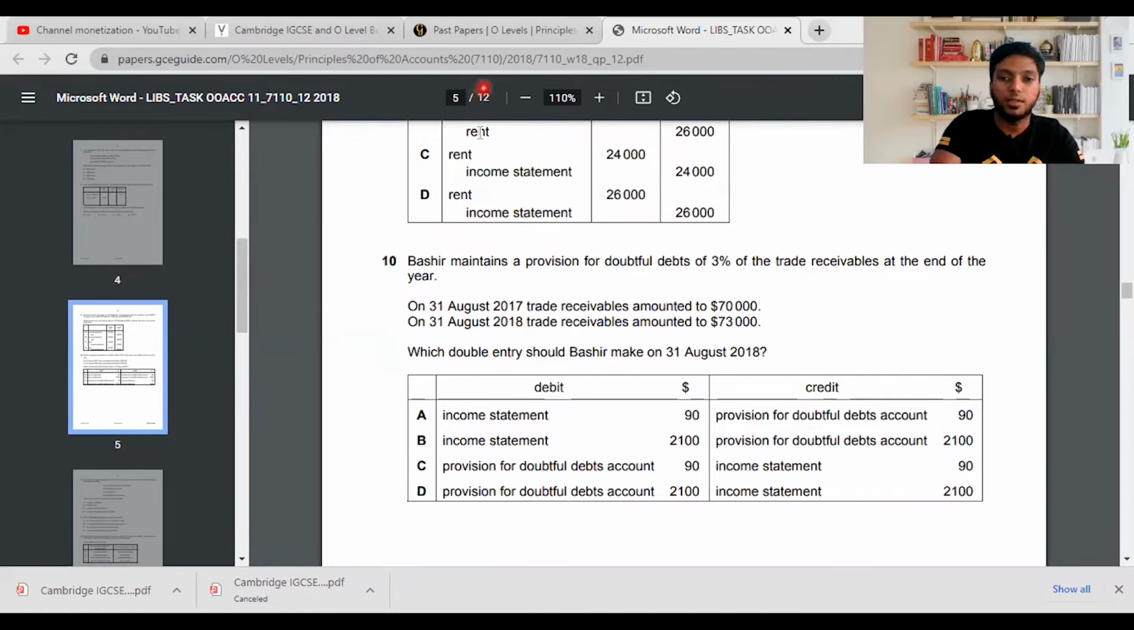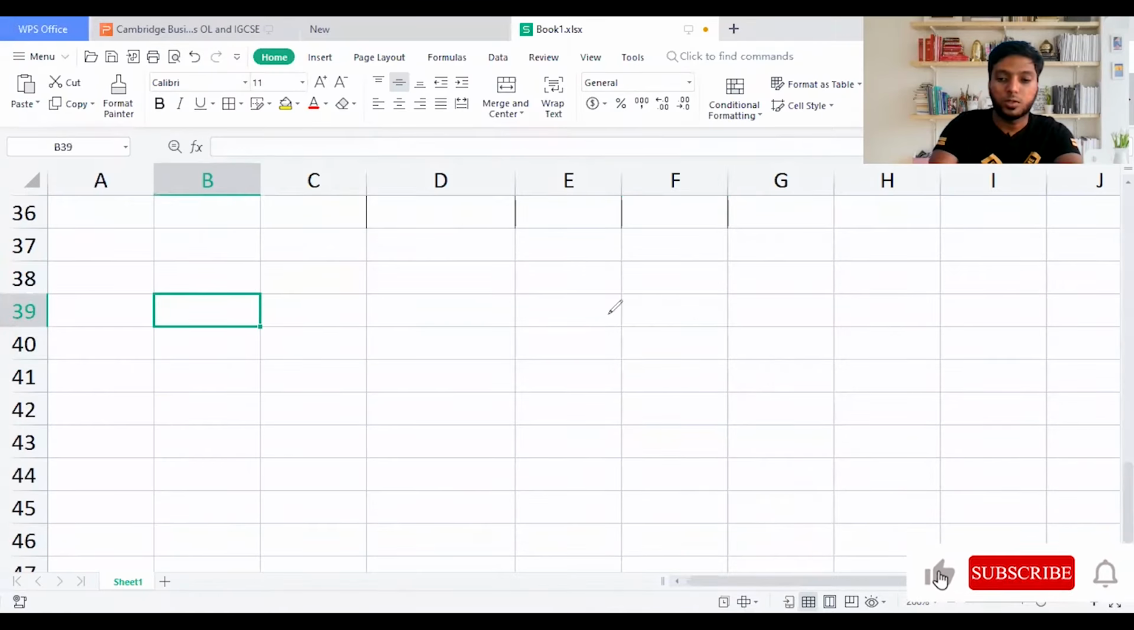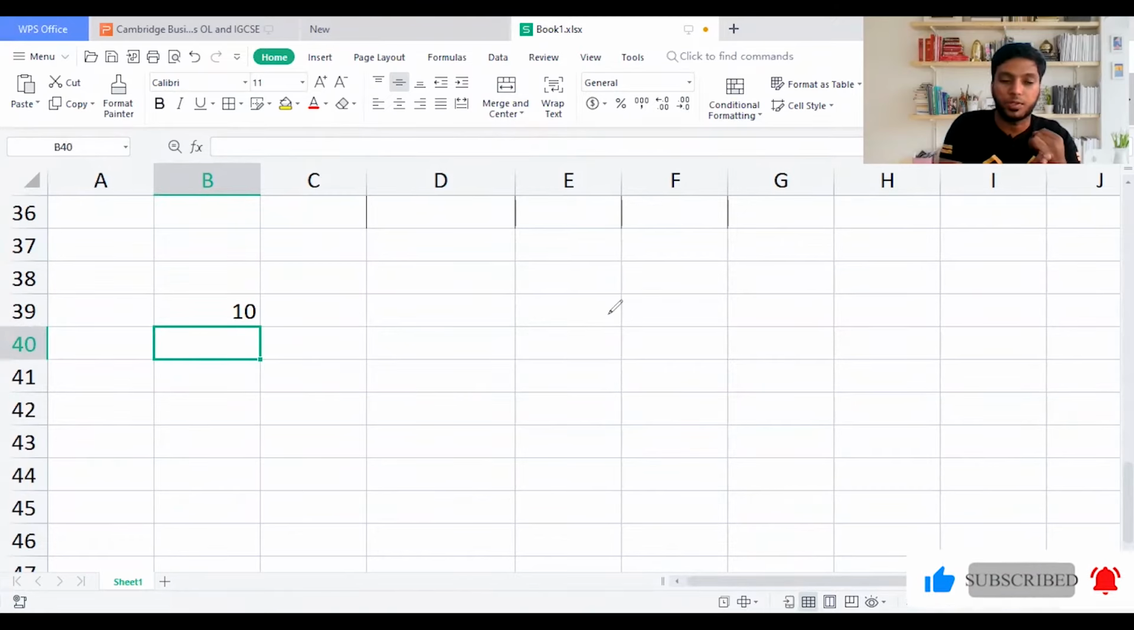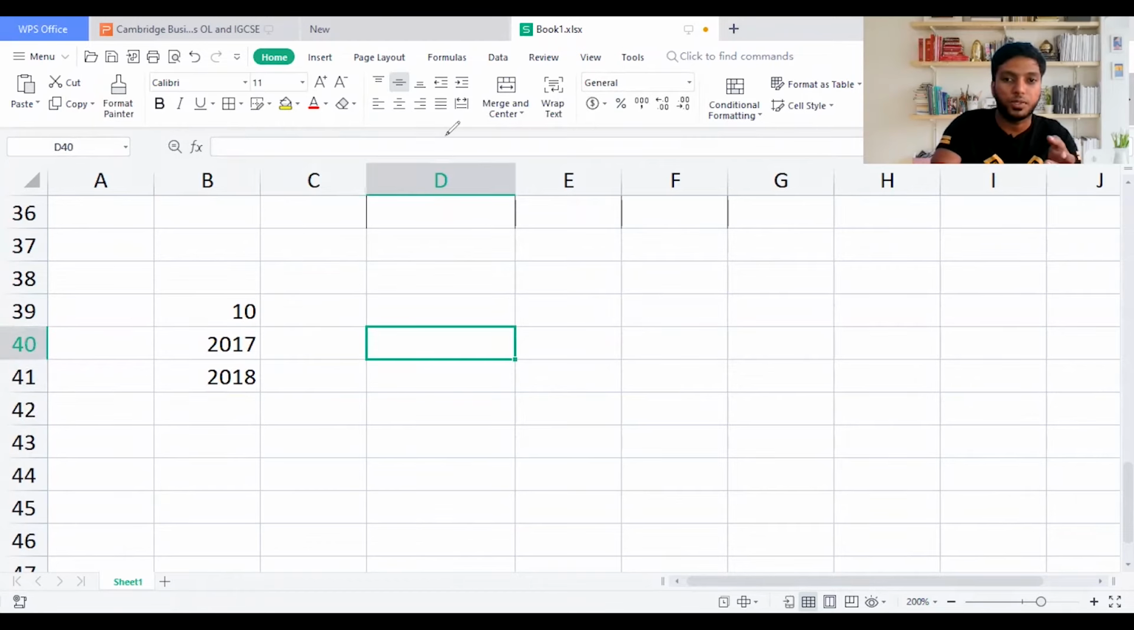So I'm going to take here on the Excel sheet how to do this. You can see here, I'm going to do the 10th adjustment here. Here they're actually taking two types of balances. One is the opening provision for doubtful debt, the other one is the closing provision for doubtful debt. So in 2017 and 2018, what is my provision for doubtful debt? That's easy for us to calculate.